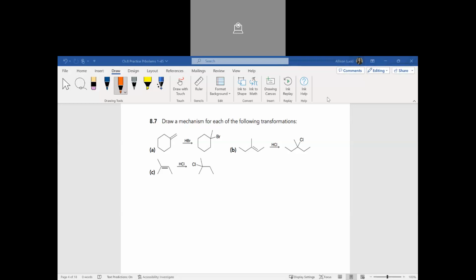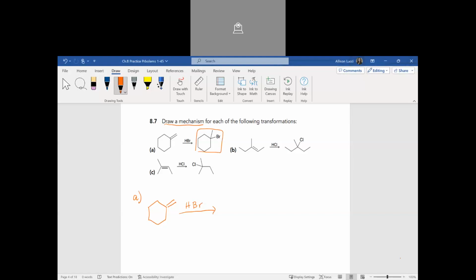So we've looked at how to predict products in the last couple problems. 8.7 asks us to draw a mechanism for each of these transformations. So let's look at example A here. We start with our six-membered ring. We have our double bond coming out of the ring, and we're going to treat this with HBr. Our final product appears to have added across the double bond in a Markovnikov fashion.